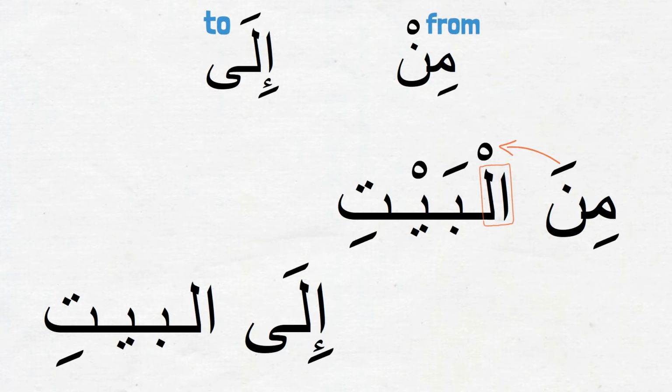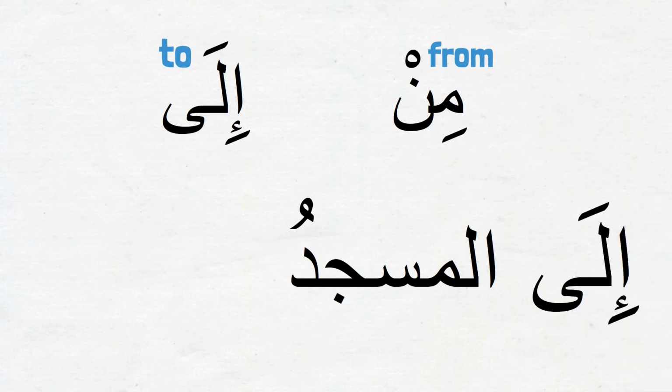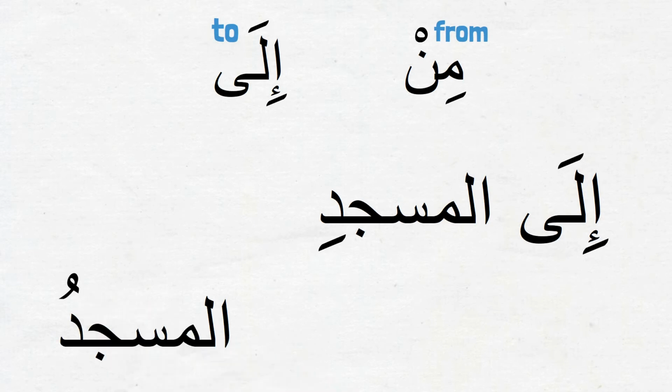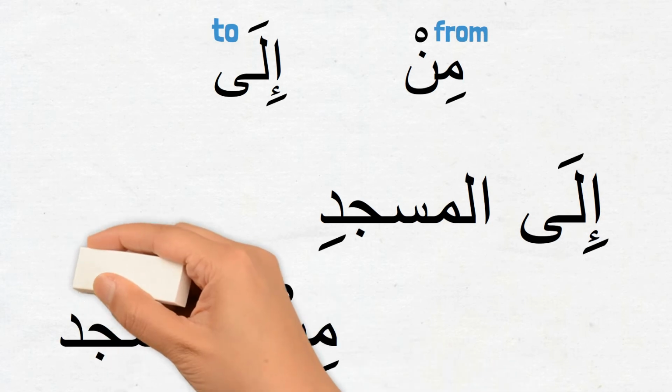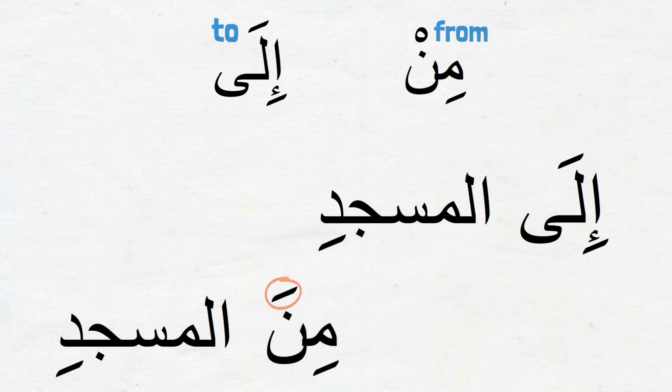Let's take another example. Al-masjidu. I want to say to the masjid. How do I say it? I bring in ila, so we have ila al-masjidi, another jar wa majroor. Very good. And I want to say from the masjid. It will be min al-masjidi. Again, the noon of min gets fatha because of the al article coming right after it.